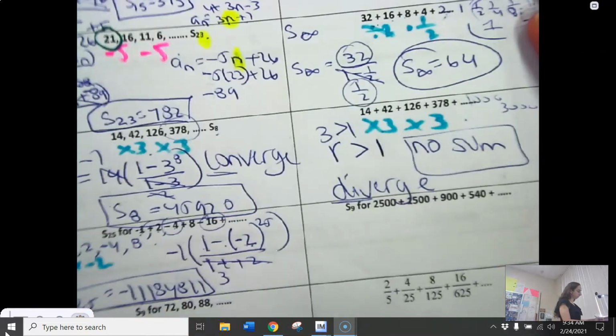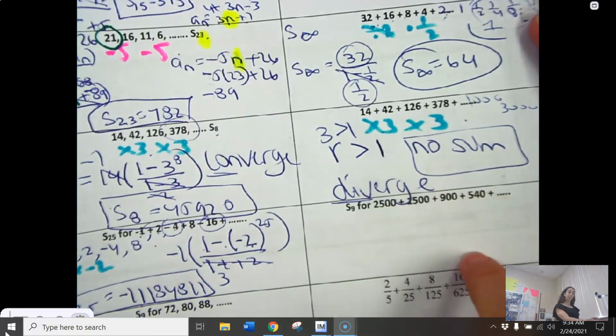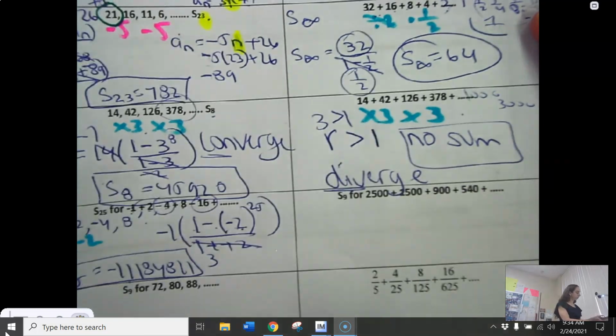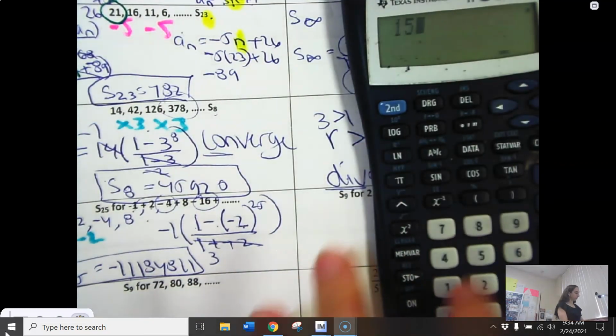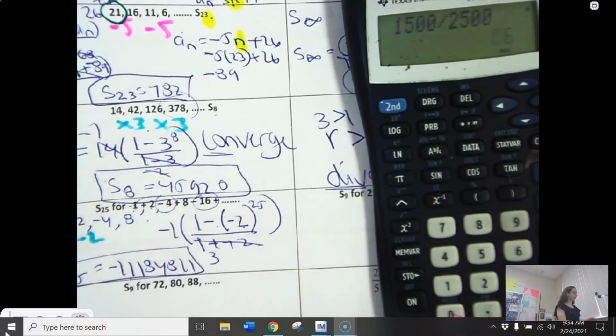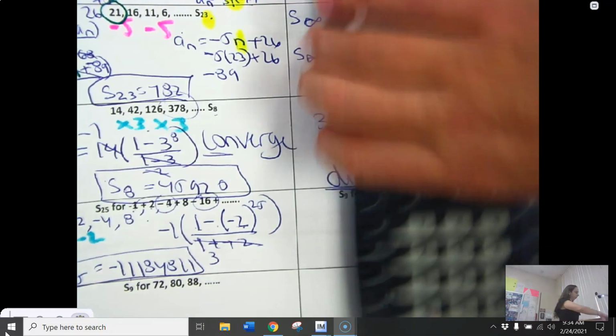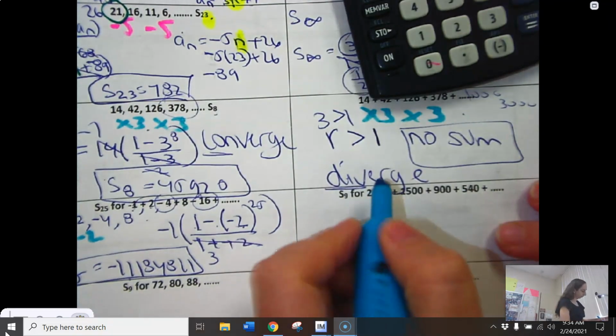Now let's look here. The sum of the first 9 numbers. Now this one isn't as obvious of a ratio. So what could I do? I could go 1,500 divided by 2,500, figure out the ratio, which I think is 3/5. So that means I multiply by 3/5.